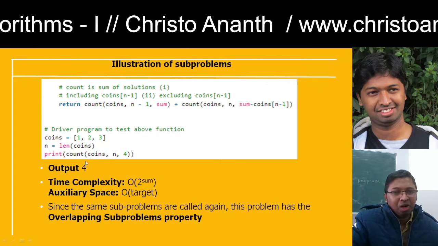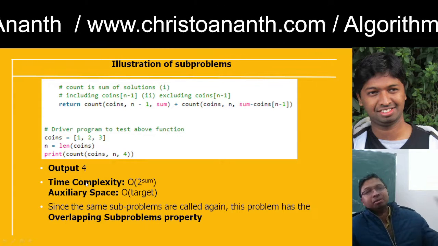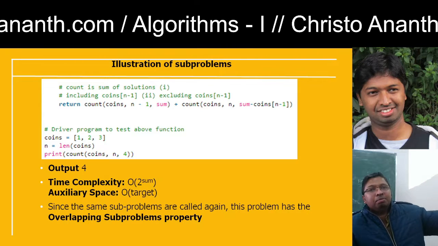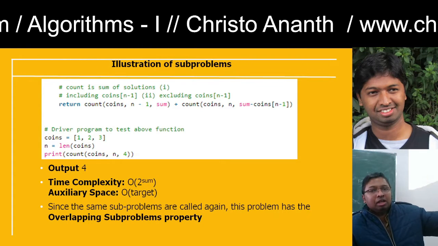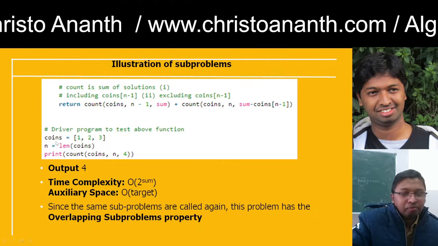You know how the output is coming as 4? 4 is nothing but the number of possibilities. One possibility is 1 four times. Second possibility is 2 two times. Then 1 3. That is the way.